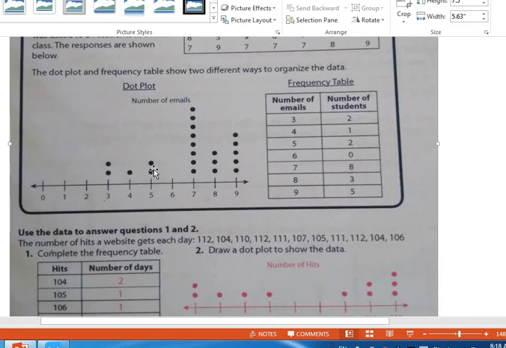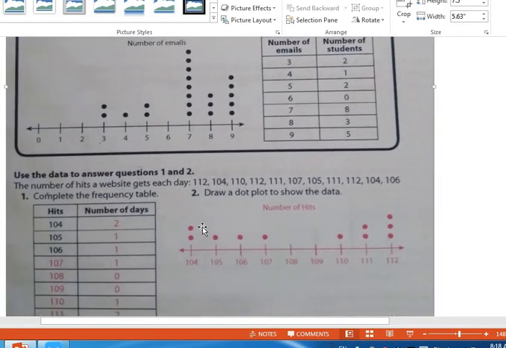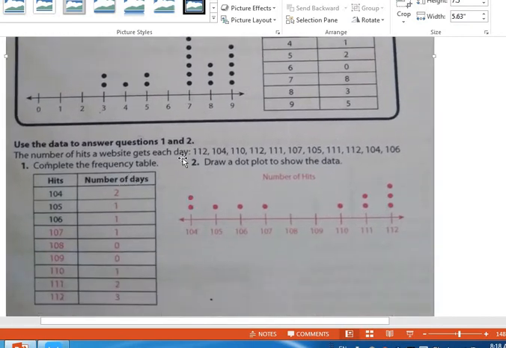5 emails is written here, and the dots are the students, don't forget. As in the line plot, where we used to put the x's, now we're going to put the dots for the students. For 5 emails, just 2 students, put them here. And for 7 emails I have 8 students, right? I put here 8. So use the data to answer questions 1 and 2.